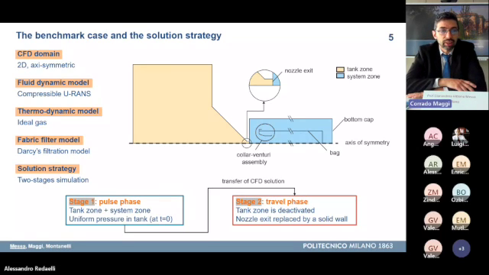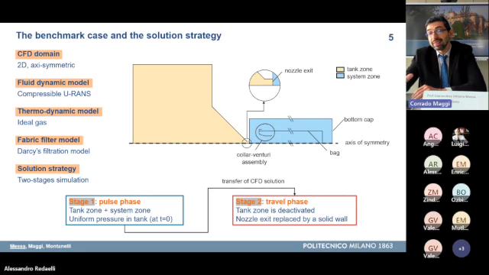The solution strategy was a two stages sequential one. In particular, we have a stage number one, which is called the pulse phase, representing the release of air from the compressed air tank. In this case, the domain is the one shown in the slide, and as you can see, it comprises two zones. One is a yellow zone representing the tank and the converging nozzle, and the second is a light blue zone representing the venturi, the collar, the bag, and the surrounding environment. The duration of the stage number one is equal to the physical duration of the pulse jet phase, which was taken as 0.1 seconds in our study.